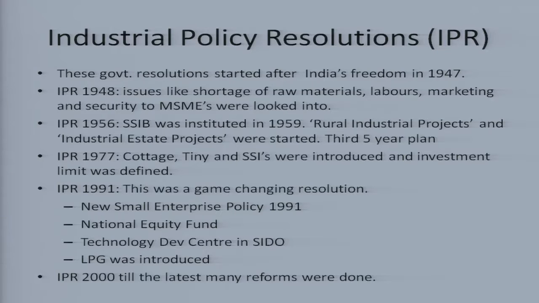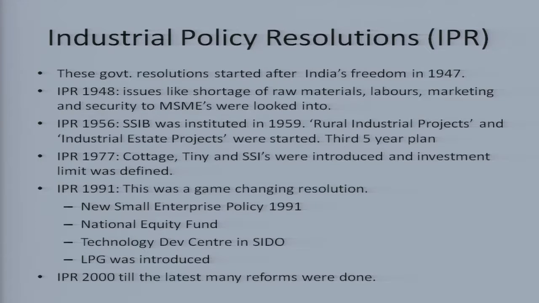This started definitely after freedom, and the first one was in 1948, wherein they talked about shortages of raw materials, labor, the market and security of the MSME sectors which had started during those years. Then an institute was instituted in 1959 which talked about rural industrial projects and industrial estate projects. There were different projects, facilities and schemes introduced by the government, and this was during the third 5-year plan.